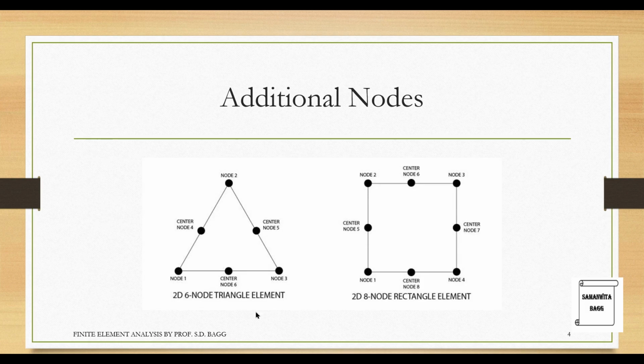So as I just told you, suppose you are talking about a three-noded triangle, then you will have 1, 2 and 3 as the three nodes. But if you add more nodes, between node 1 and 2, you will add node 4. Between node 2 and 3, you will add node 5. And between node 1 and 3, you can add node 6. So here I have made a 2D 6-noded triangular element. So this will help you get better results.